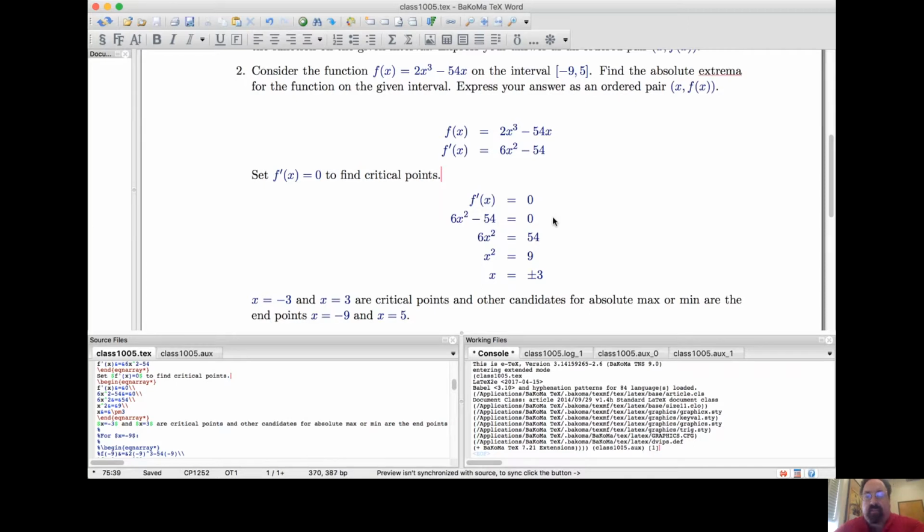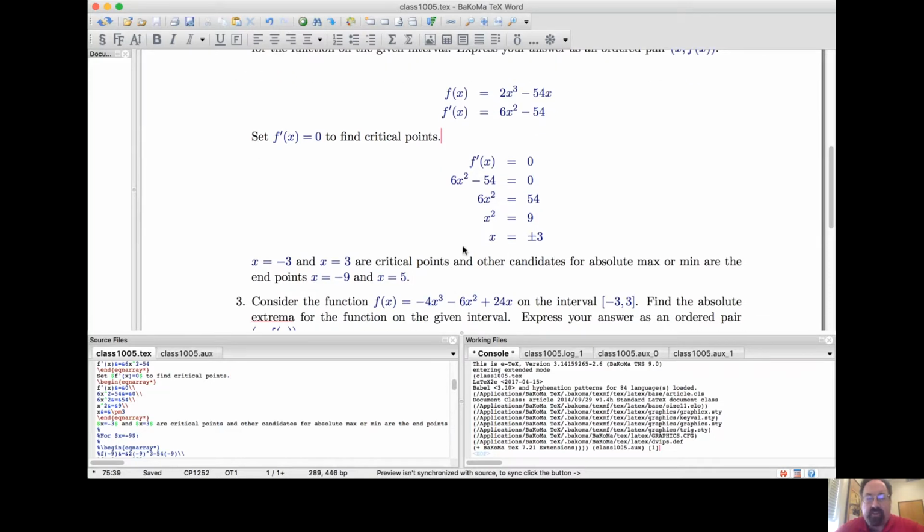So for problems like these, where you're trying to find the absolute max and min, you basically have candidates to consider where the max and min might be. What are these candidates? They are the critical points that are within this interval, and you must consider the two endpoints. So in this case, we have 4 points altogether at which the absolute max or min might occur. The critical points -3 and 3, and the endpoints -9 and 5.